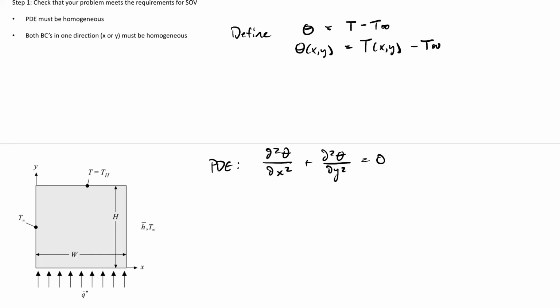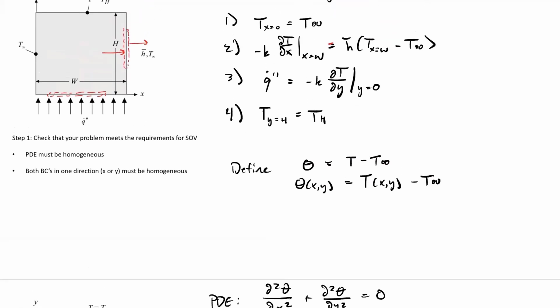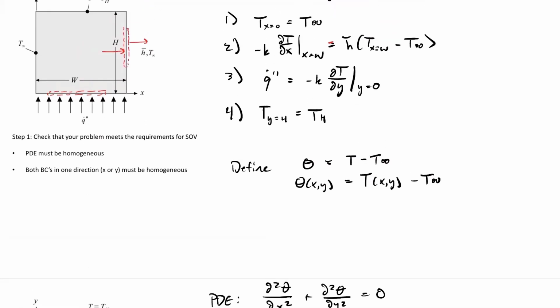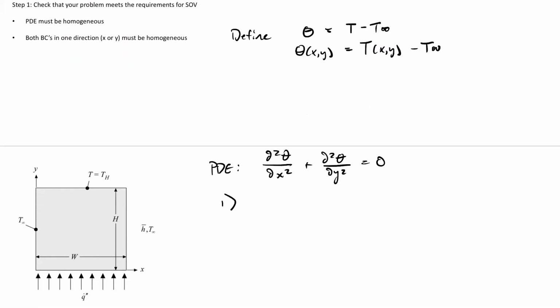Our first boundary condition: T at x equals 0 is equal to T infinity. So this becomes theta at x equals 0 is equal to 0. We're taking this problem with reference to T infinity. If we're forcing that to be T infinity at the boundary, then it's 0. So now we've created a homogeneous boundary condition at x equals 0.